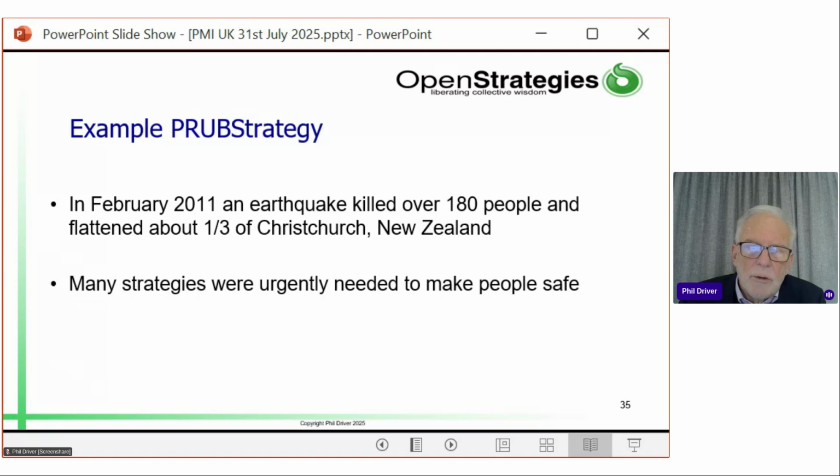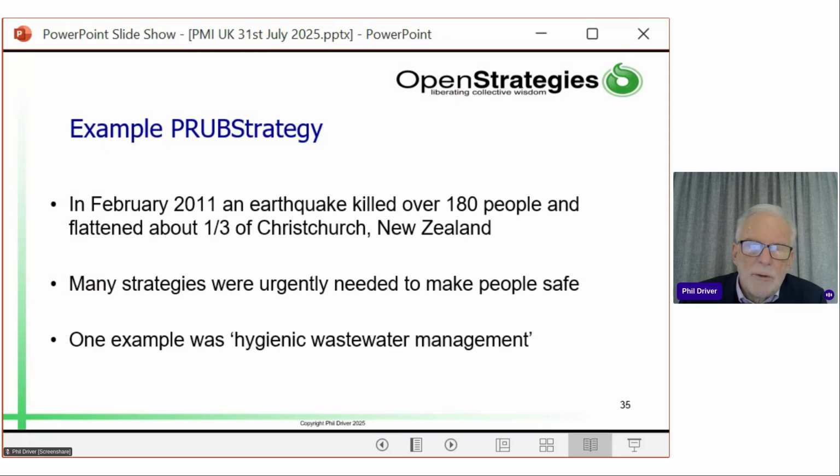They had no water, power, or sewerage systems, no transport, no supermarkets, no doctors. And so there was an urgent need to sort out a whole lot of things. And the example I'm going to give you is hygienic wastewater management. So this sort of evolved in time, and this is a retrospective description of how the strategy evolved.